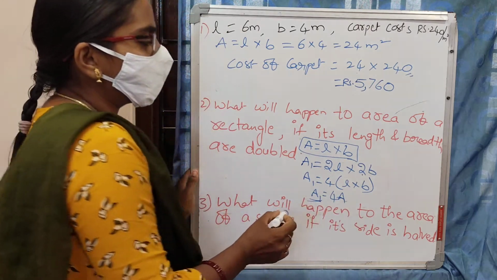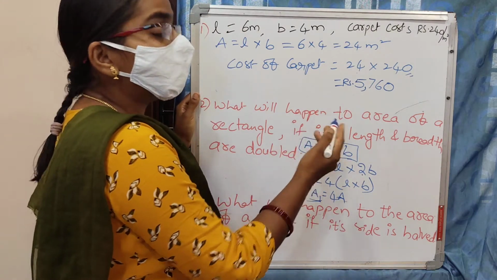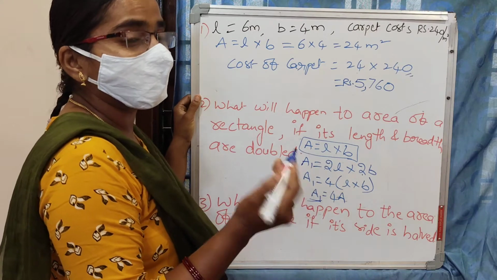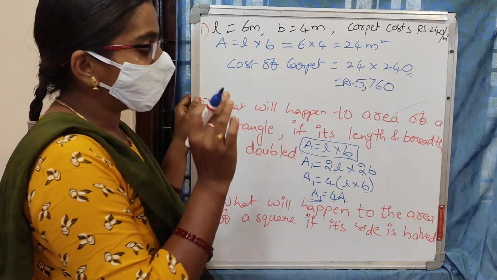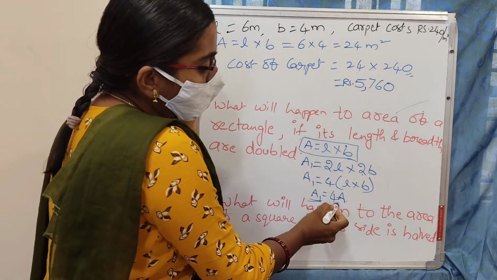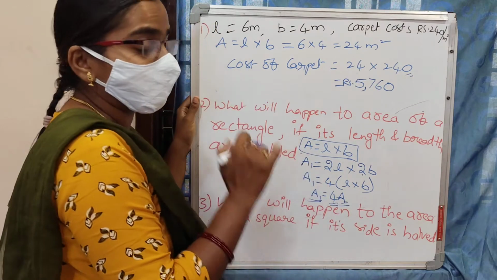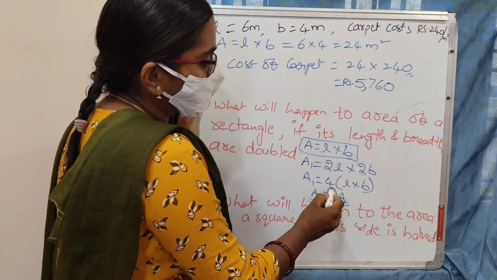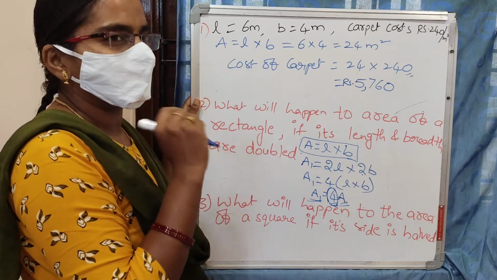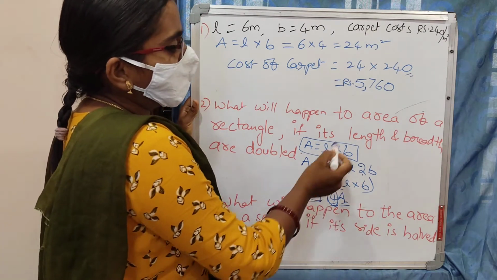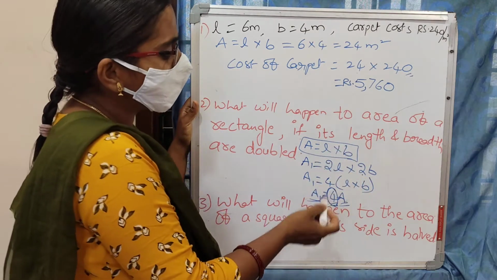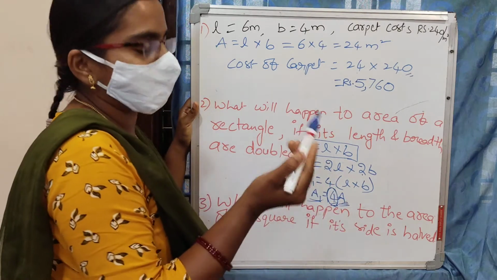So if you double the length and breadth of a rectangle, the new rectangle's area is equal to 4 times the first rectangle. Very important question. This type of question we will get in most of the entrance exams. So if we double the length and breadth, the area increases by 4 times.